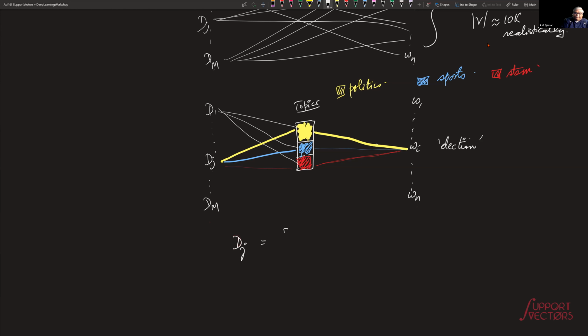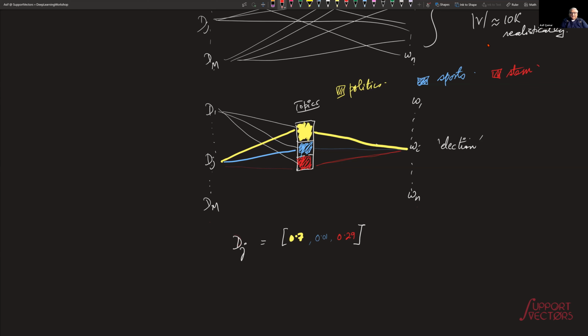as something of the three topics. For example, this document J may contain 0.7 of politics. It may contain 0.01 of sports, and it may contain, let's say, 0.29 of STEM, right? So what have I done?